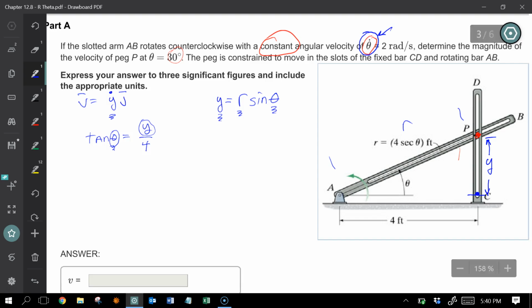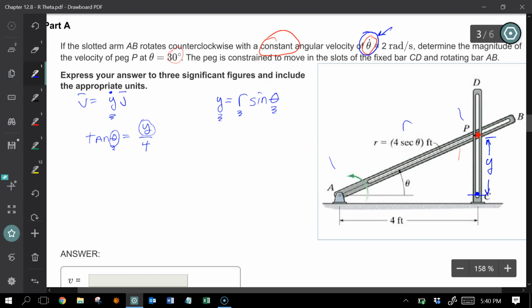But either way, just one's a little more work. Okay, so what I'm looking for is I'd like to solve for y. So y is equal to 4 times the tangent of the angle theta. And so if you want velocity, y dot is equal to, take a derivative of this. So that would be 4.